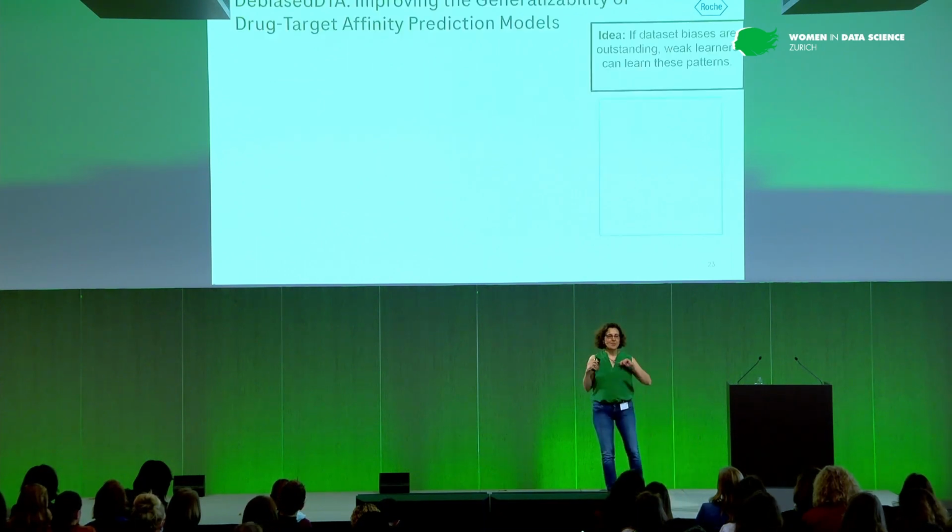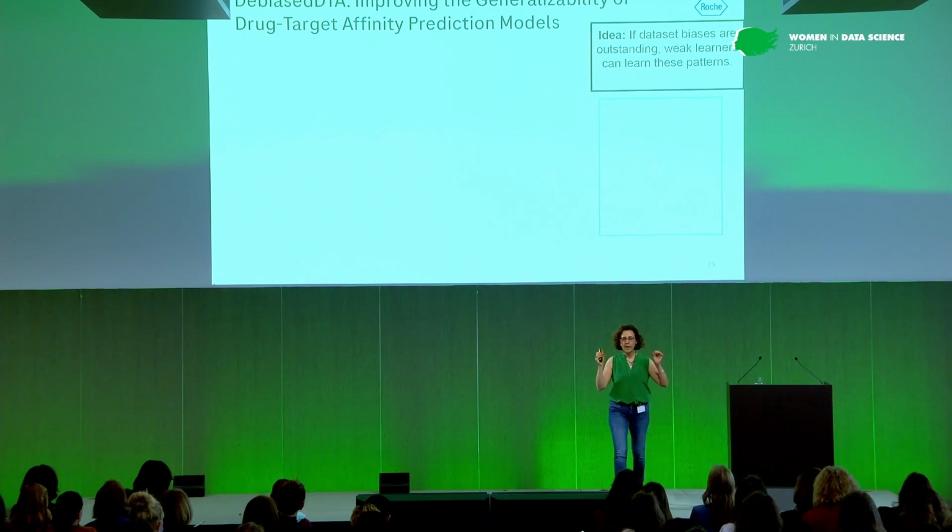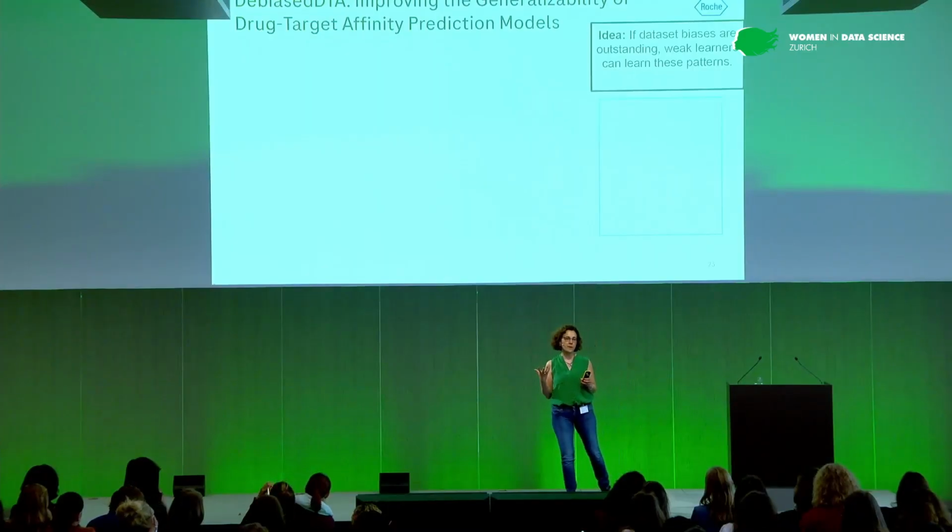So going back to that causal idea that says to us, actually, it's the physical-chemical rules that are defining how proteins and compounds are going to interact with each other. Well, if you've sampled only a portion of that huge sampling space, then most probably, if these dataset biases are outstanding, weak learners are going to learn these patterns.